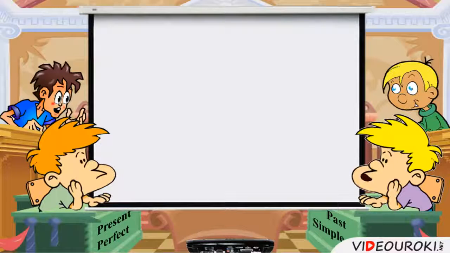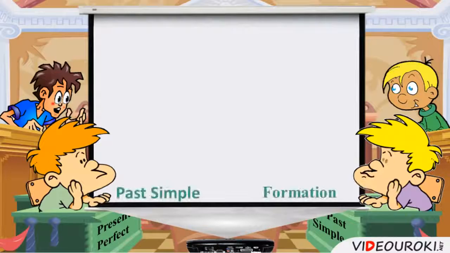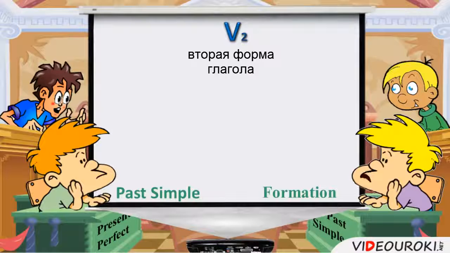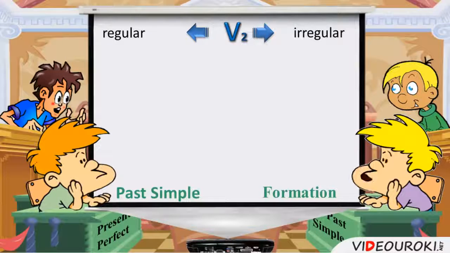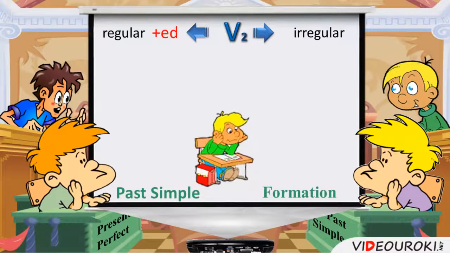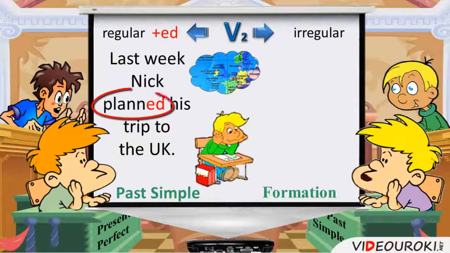Okay, first of all, let's compare our formation. I, the past simple tense, use the so-called second form of the verbs, their past simple form. Here, I remind you that all the verbs in the English language are divided into two groups: regular and irregular. To use a regular verb in the past simple tense, we just add the ed ending. Look, last week Nick planned his trip to the UK.